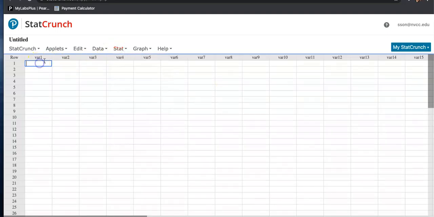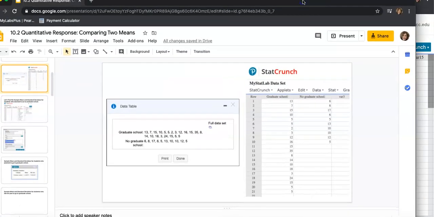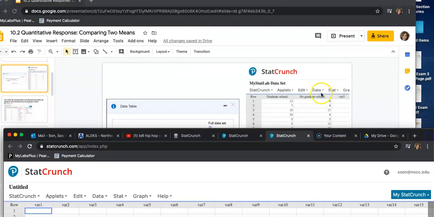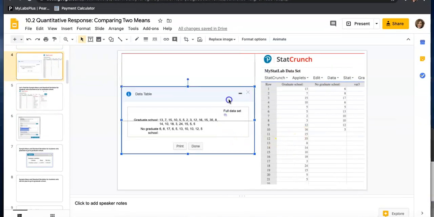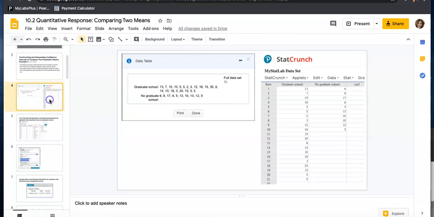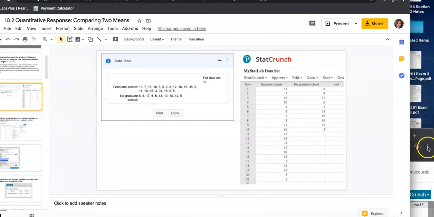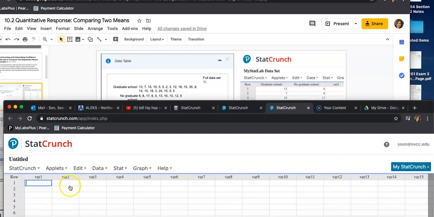All right, so I'm in here. Let me go ahead and try to enter the numbers. The numbers that we have, it's not too many, so I should be able to copy those down myself. So let's take a look. Sorry, it looks like I screenshotted the wrong data set. So here, let me just do the no graduate school, and the numbers were 6, 8, 17, 6, 5, 13, 10, 10, 12, and 5.